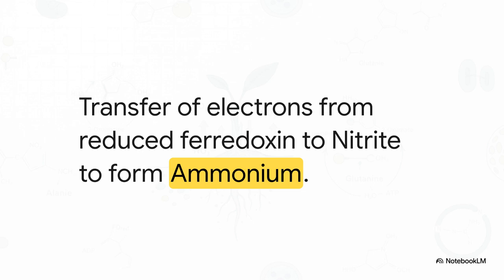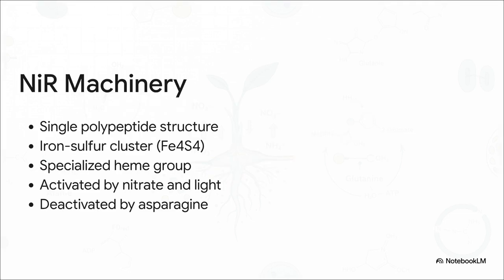So where in the world does the plant get that kind of reducing power? It's actually donated by reduced ferredoxin, which gets piped right in from the photosynthetic electron transport chain. The nitrite reductase machinery itself is pretty fascinating. It consists of a single polypeptide equipped with an iron-sulfur cluster and a specialized heme. The electron flow here moves from the ferredoxin straight through the iron-sulfur cluster to the heme and finally lands on the nitrite.